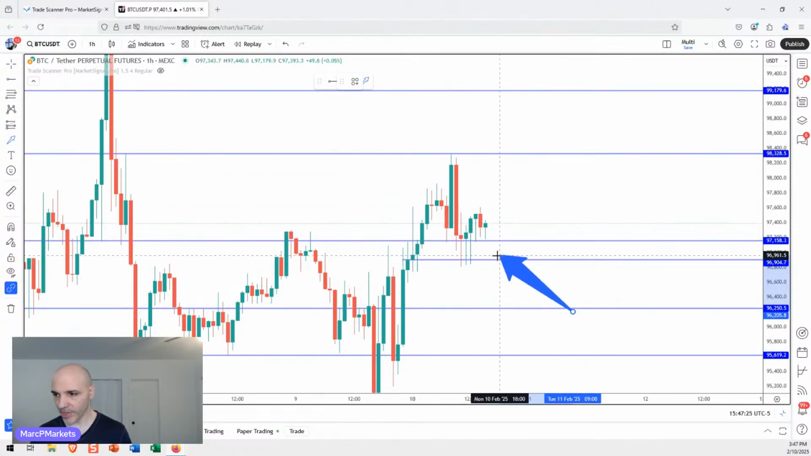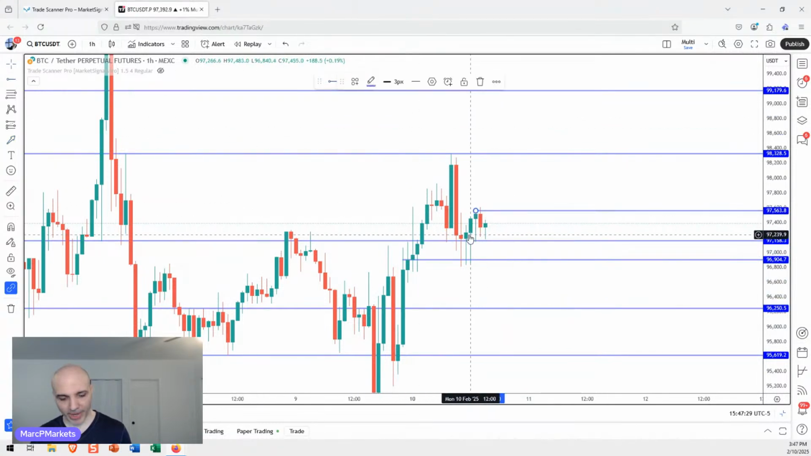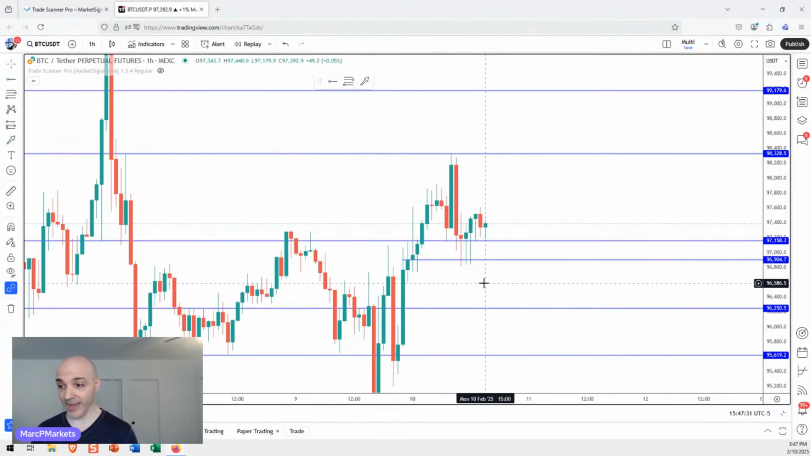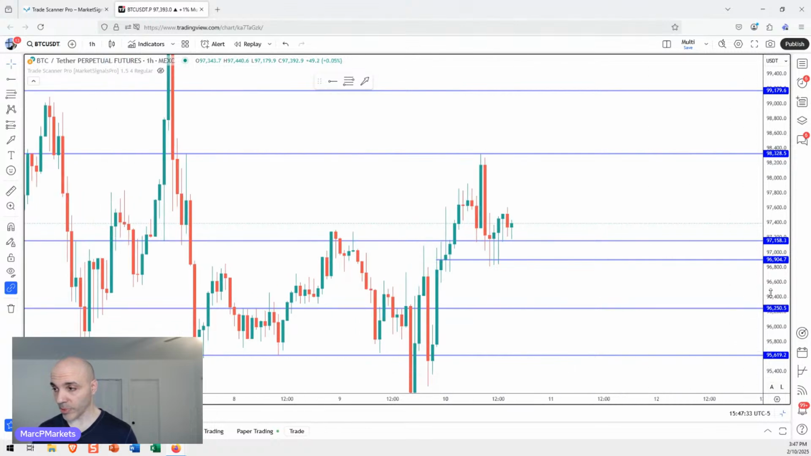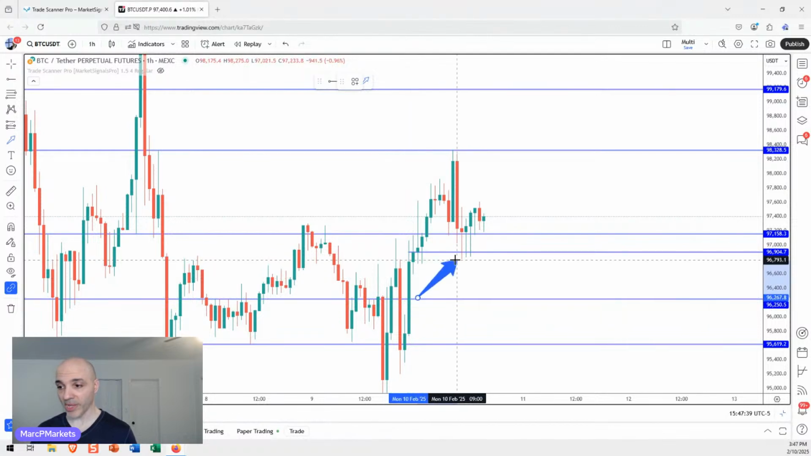Some supports in this little area. We also have a lower high developing right here, but I'm not going to make a big deal out of that yet. I'm going to go with the general structure, which is still bullish. I don't see a lower low broken. This low isn't broken yet. If this low breaks, then intraday perhaps I need to change, right?